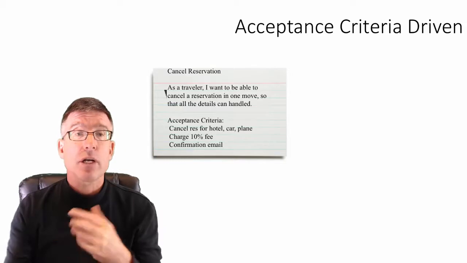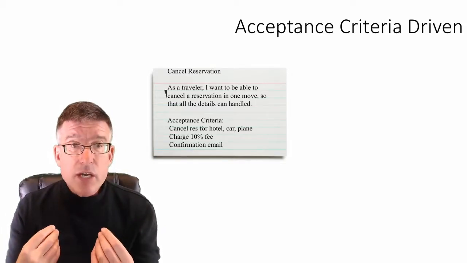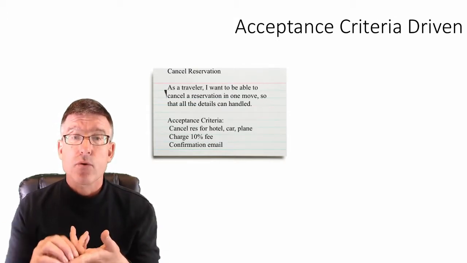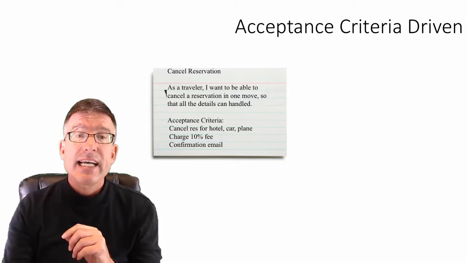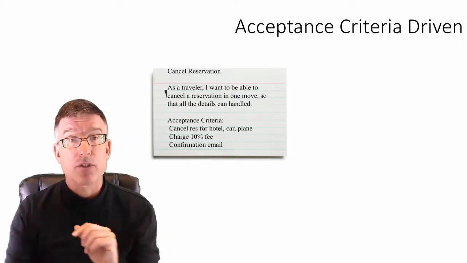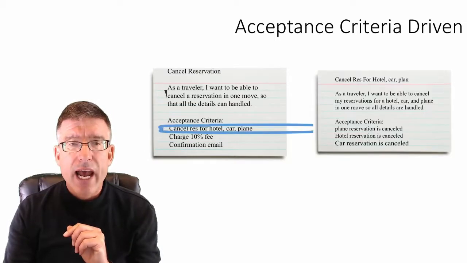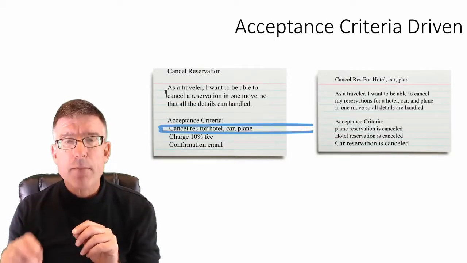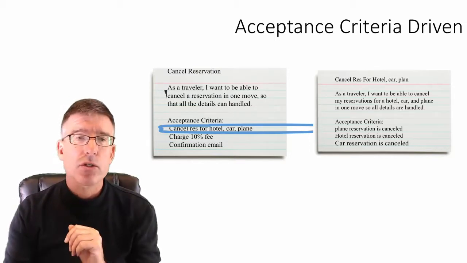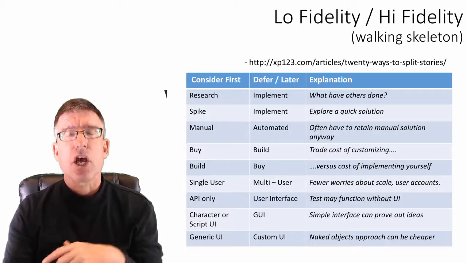Another technique is what I call acceptance criteria driven. Here, you notice we have a user story. It's got 3 acceptance criteria. Each one of those acceptance criteria does capture something that's valuable to the end user. So we could look at a technique to perhaps defer implementation of some of these acceptance criteria into smaller user stories. So we can see here we can break out additional user stories.